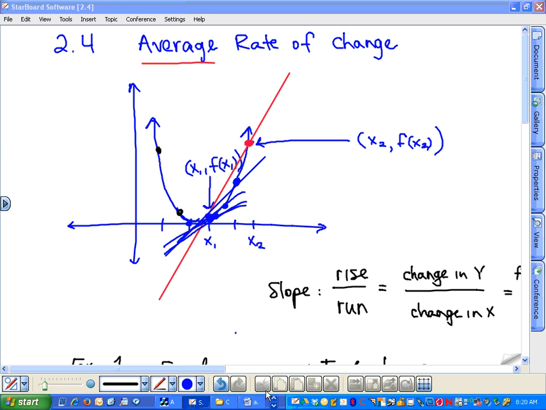Let's move on to 2.5. So new lesson, start a new note.